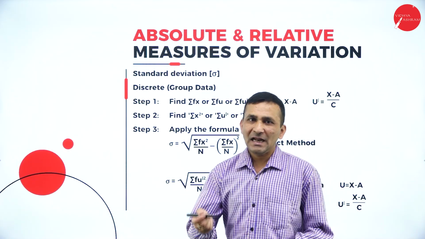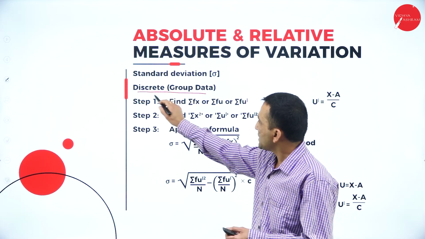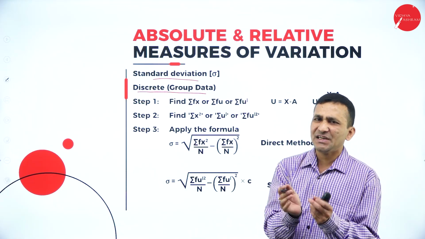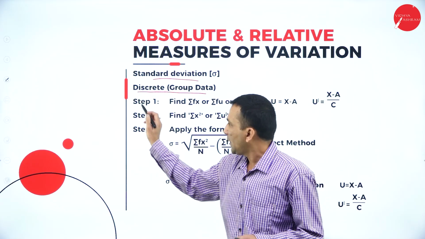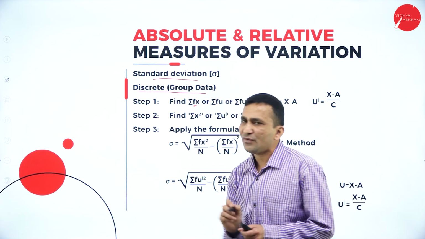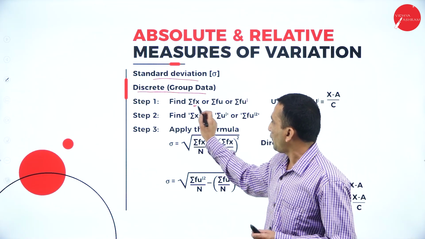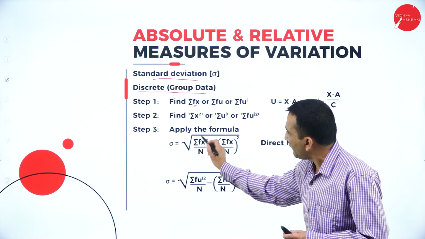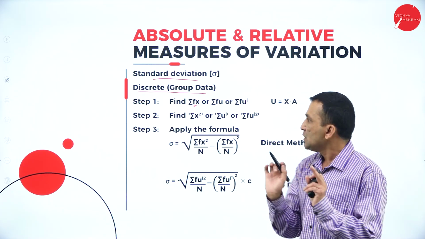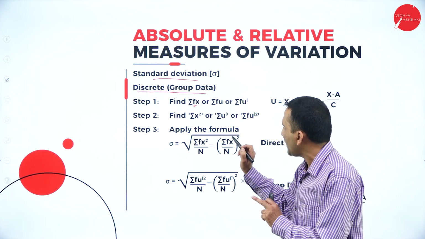Now, in the last slide I explained the discrete ungrouped data. Now under discrete grouped data, how do we find the standard deviation? There are slight changes in the first step and second step. Instead of writing sigma x, we just add the f, because the frequency is given. So according to the formula, whatever is required depends completely on step 1 and step 2. Here in the formula, sigma fx square and sigma fx are required.